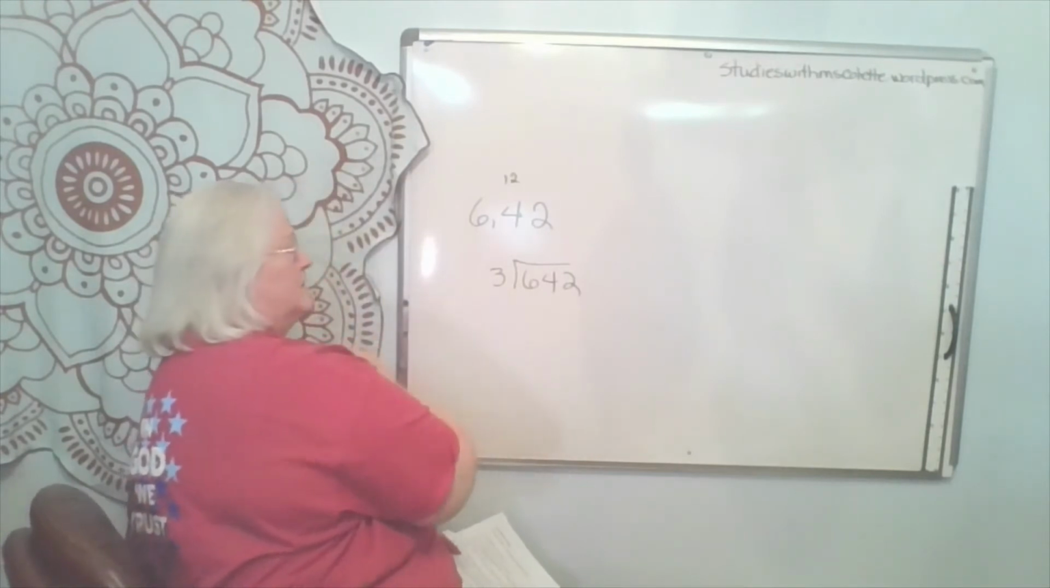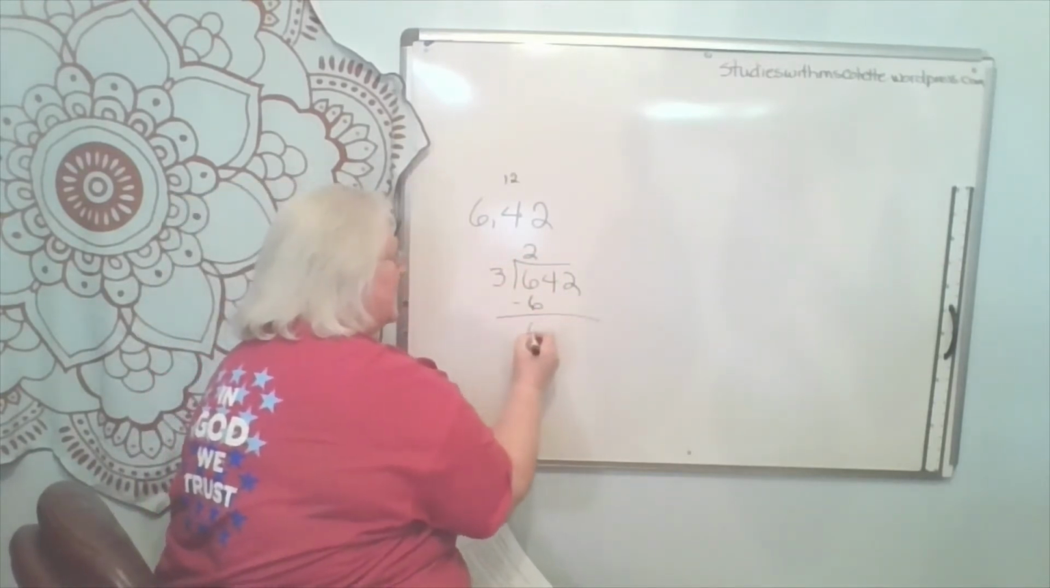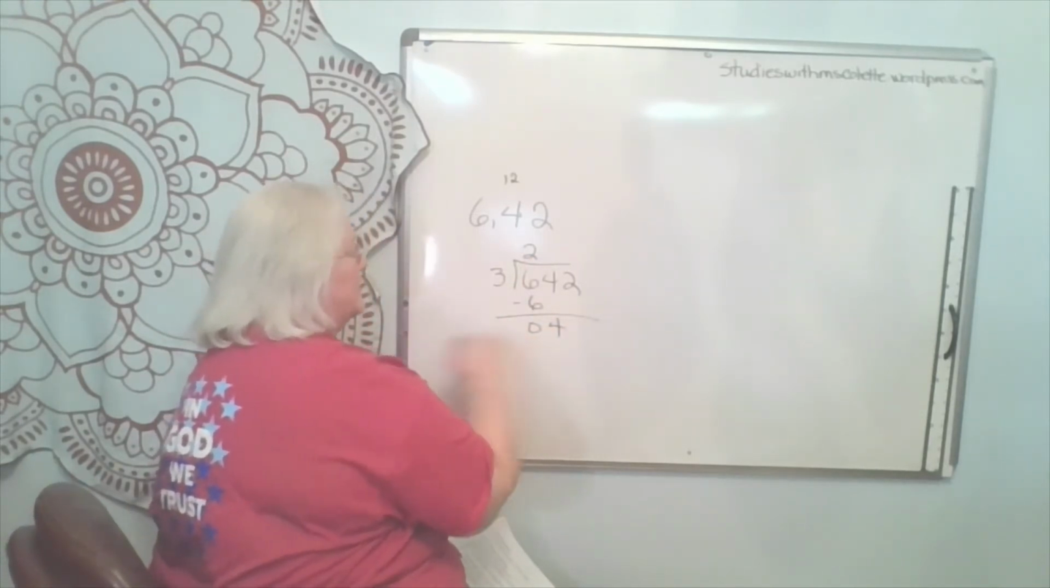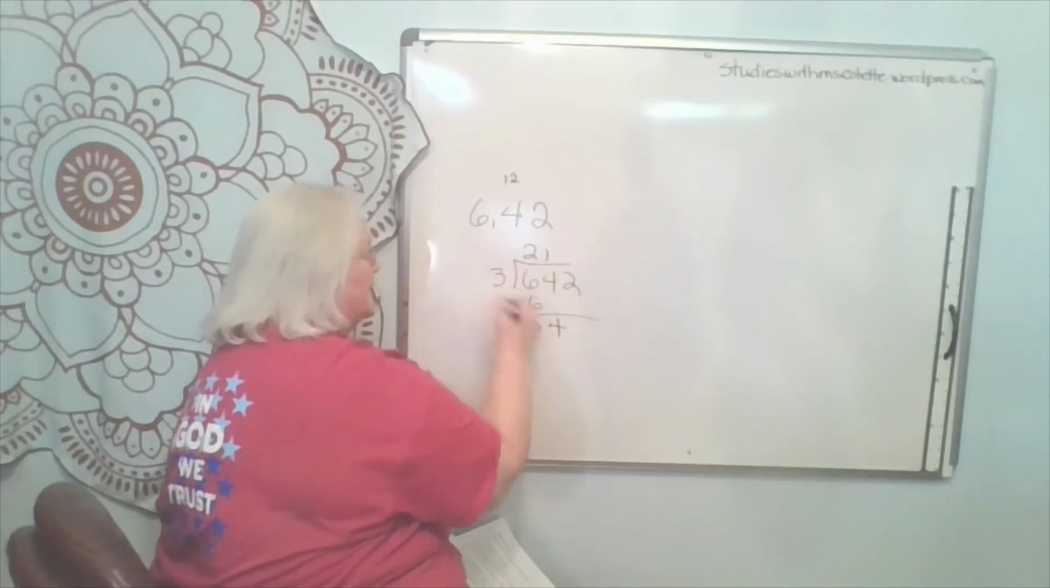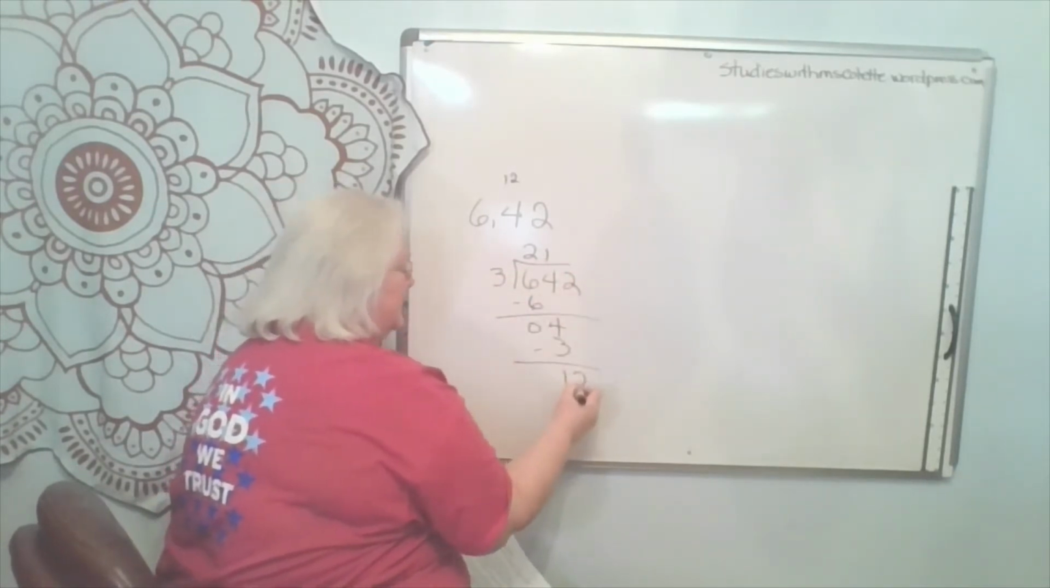So 3 will go into 6 2 times. 2 times 3 is 6. When we subtract, we get a 0. Bring down the next number. 3 will go into 4 1 time. 1 times 3 is 3. When you subtract, you get a 1. Bring down the next number.